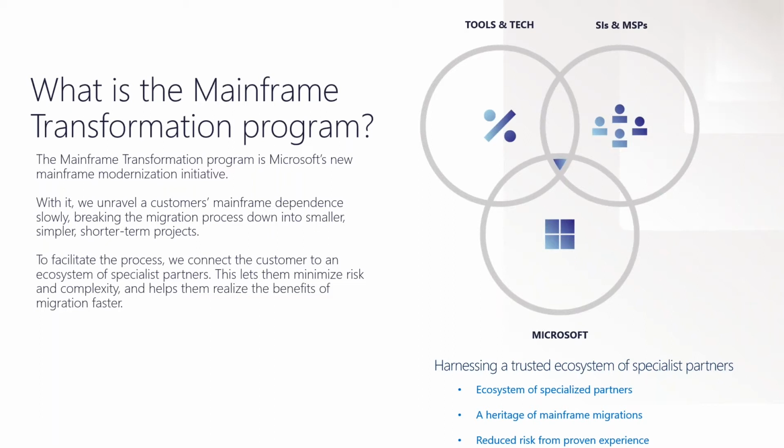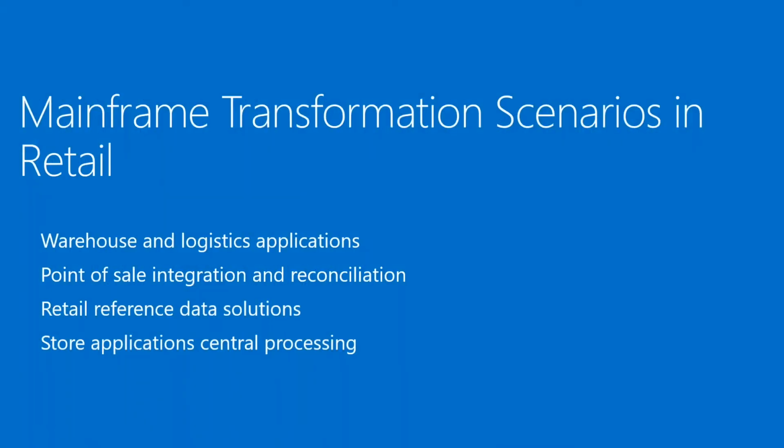And so with those types of proven systems, we can reduce the risk, because risk is probably one of the things that keeps people on the mainframe the longest. They're afraid, what if it doesn't work correctly? So having that type of experience will help you get to some of that savings that I talked about.